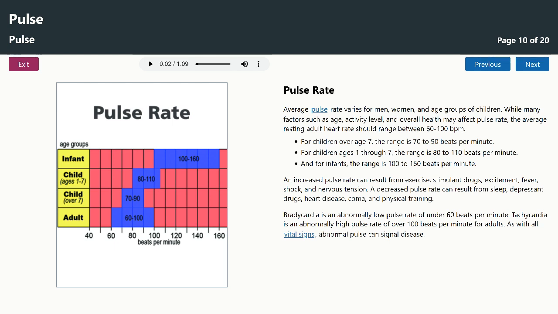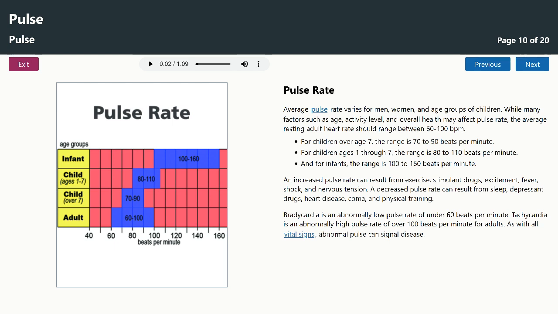Increased pulse rate can result from exercise, stimulant drugs, excitement, fever, shock, nervous tension. Decreased pulse rate can result from sleep, depressant drugs, heart disease, coma, and physical training. Bradycardia is an abnormally low pulse rate of under 60 beats per minute. Tachycardia is an abnormally high pulse rate of over 100 beats per minute for adults. As with all vital signs, an abnormal pulse can signal disease.